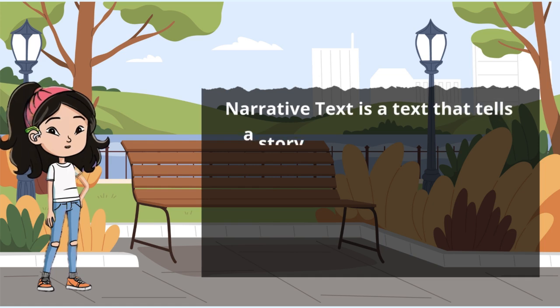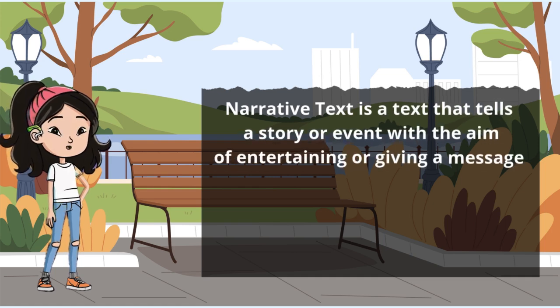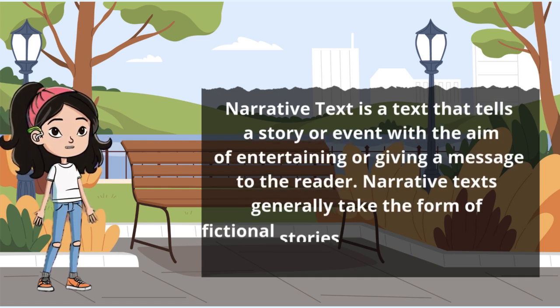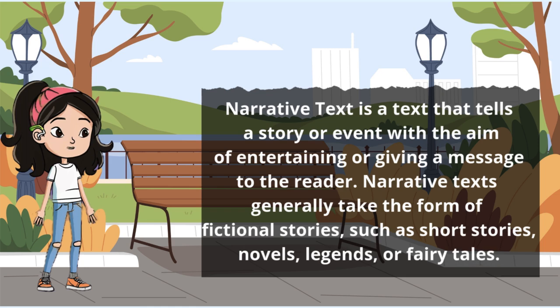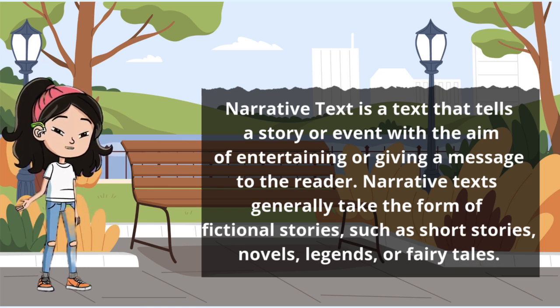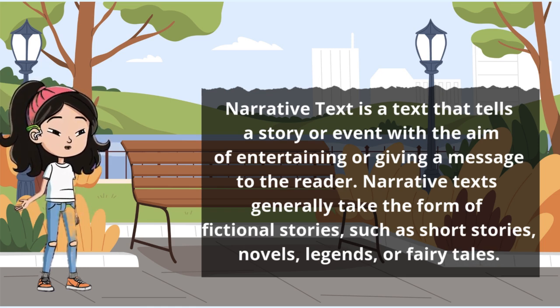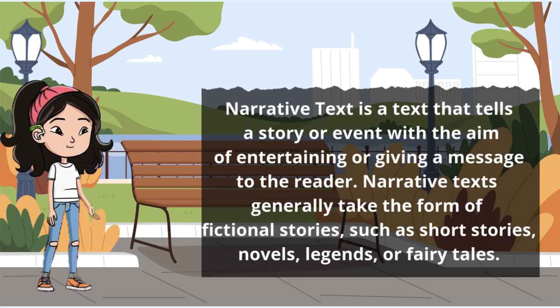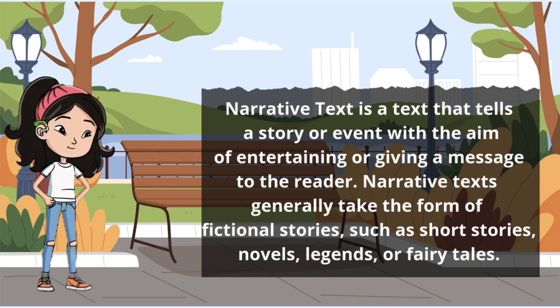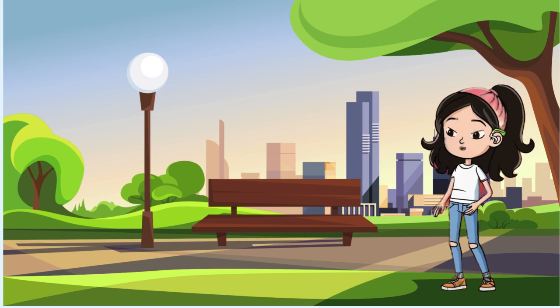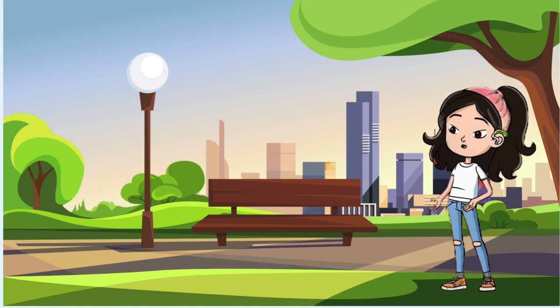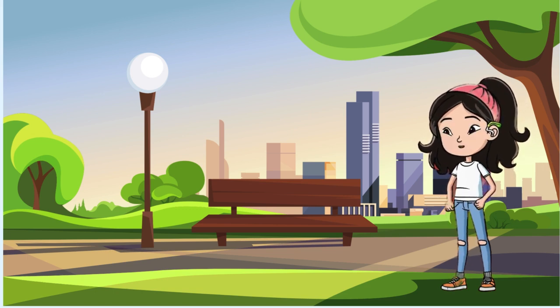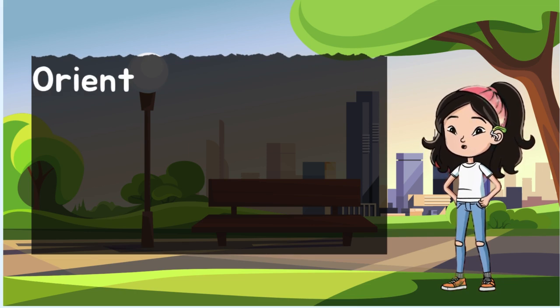Narrative text is a text that tells a story or event with the aim of entertaining or giving a message to the reader. Narrative texts generally take the form of fictional stories, such as short stories, novels, legends, or fairy tales. Narrative text has three main parts in its structure, namely 1.